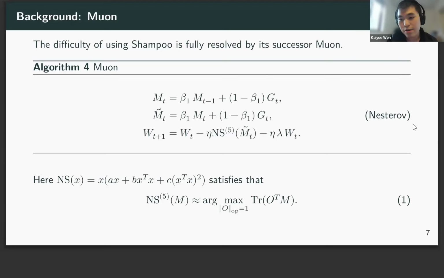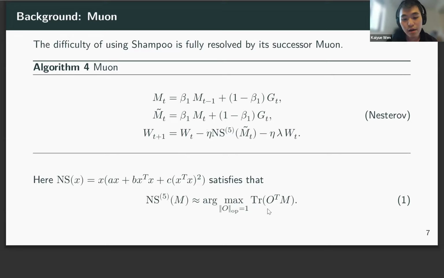And there is another operation, which is the Nesterov momentum step, where you again strengthen the weight of the current step GT by mixing it with MT. And finally, people do an orthogonalization of this particular momentum, and the orthogonalization here actually means some operation that is essentially approximating the operation in equation one.